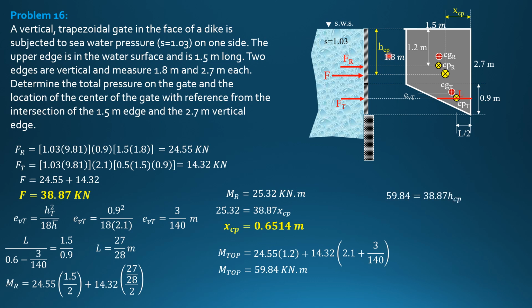So 59.84 equals 38.87 times h sub Cp. So h sub Cp can now be computed: 1.539 meters. So that's it. I hope that you're able to follow the solution and the explanations.